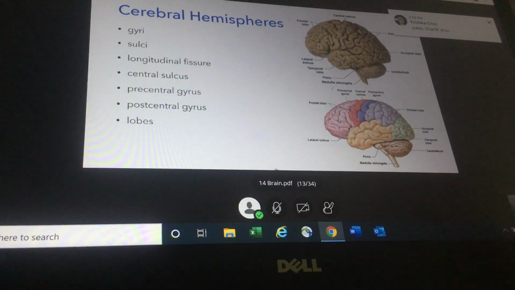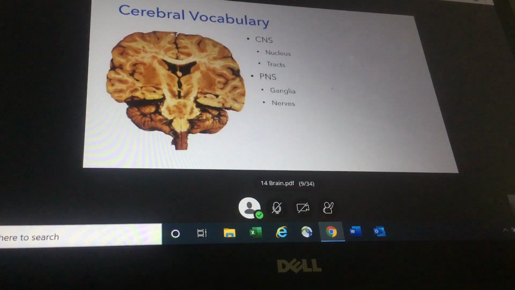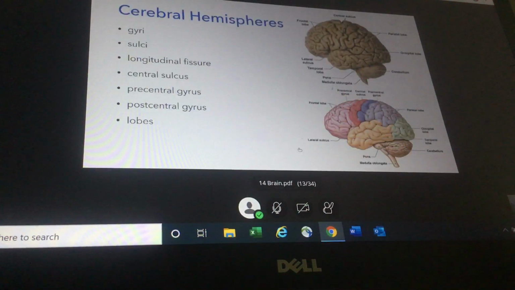Let me go back because I've got the longitudinal fissure there. You can really only see the longitudinal fissure from a frontal section like this. It separates the left and right hemispheres. So that's that right there. I wanted to go back to that to show you because you don't see it on this side view. It would be right along up there.